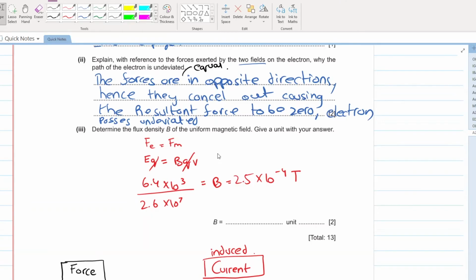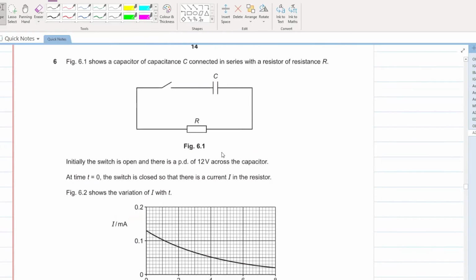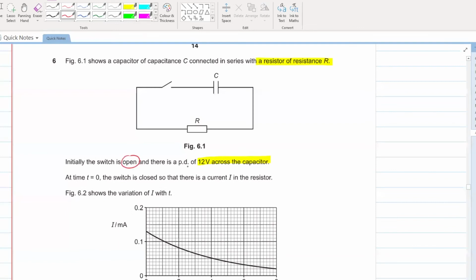Very good. Figure 6.1 shows a capacitor of capacitance C connected in series with a resistor of resistance R. Perfect. So this is a capacitor, this is a resistor. Initially, the switch is open and there is a potential difference of 12 volts across the capacitor. Perfect.